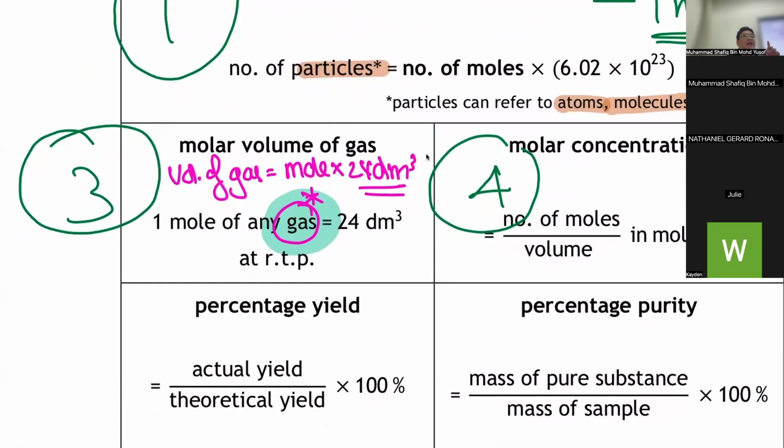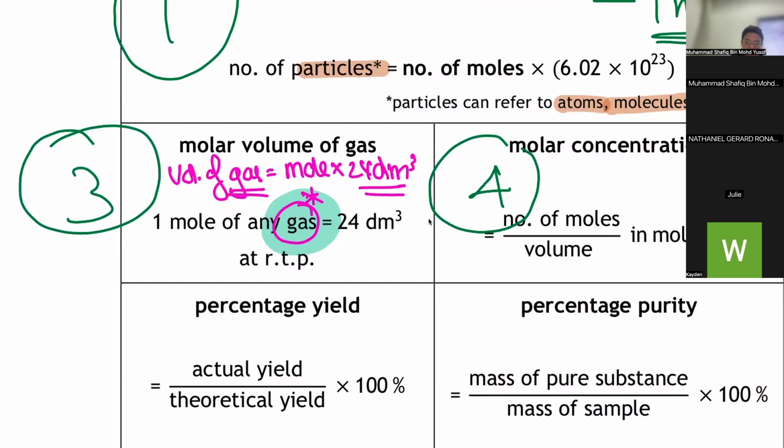Now, I nag my Sec 4 every time: when you read your question, the volume they give you, is it for gases or not? Let me ask all of you, if I give you the volume of sulfuric acid, 200 cm cube, can I use this formula? The answer is no. Sulfuric acid is not a gas in the first place. So please don't whack the formula anyhow. Look carefully. Is it a gas or not? If it's a gas, then you can apply this formula. If it's not a gas, please never ever use this formula. Make sure you all are careful about that.